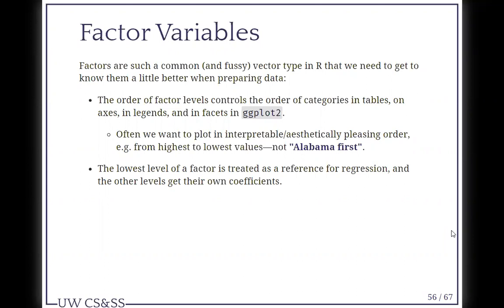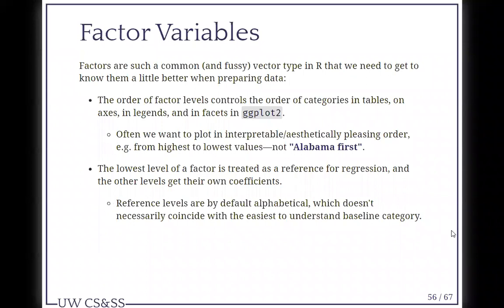The lowest level of a factor is treated as a reference for regression, and the other levels get their own coefficients. You'll often see this in papers. They'll say our reference category was, you know, an ethnic group of some kind, the placebo, et cetera. Reference levels are by default alphabetical, which doesn't necessarily coincide with the easiest to understand baseline category, which again happens in my field a lot, where the reference category is for some reason Alabama.